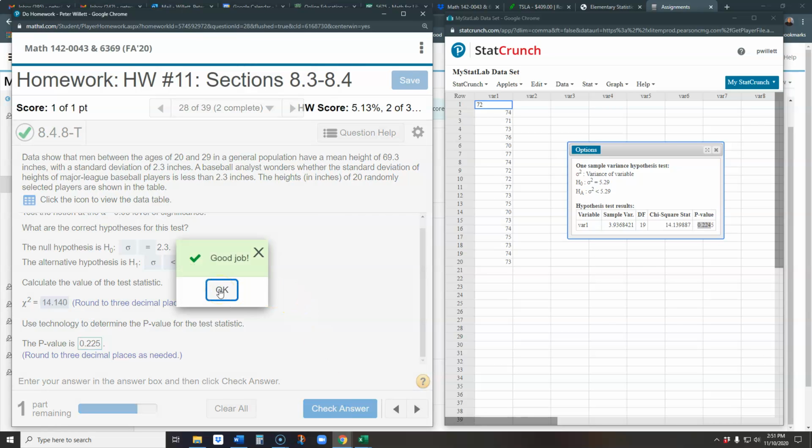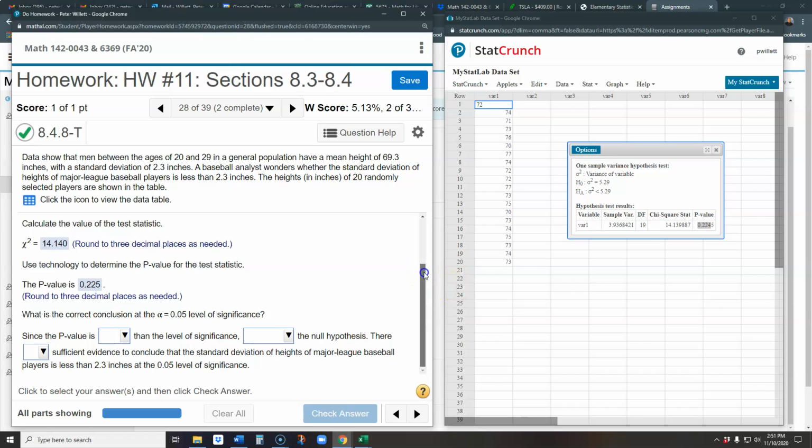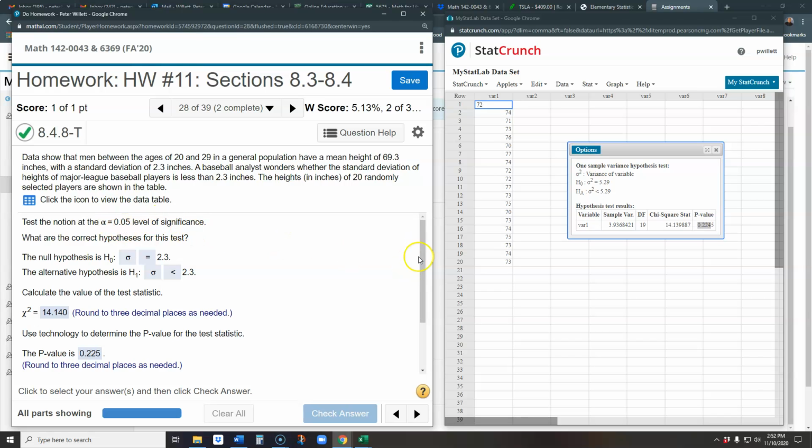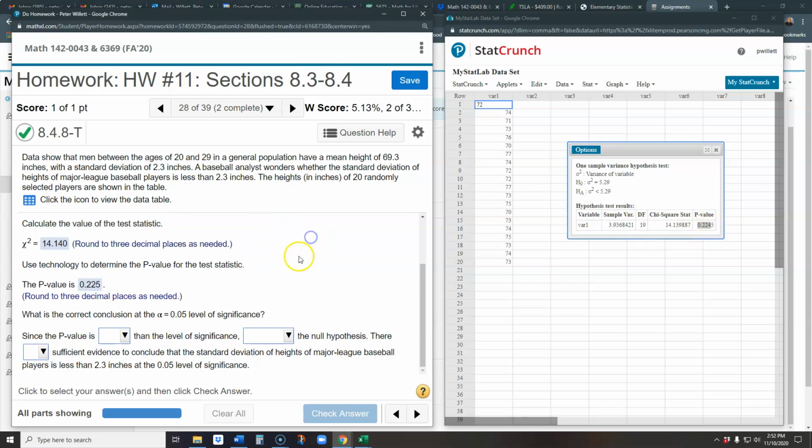And so that's how we use StatCrunch to do a hypothesis test for standard deviation in the variance tool. And then we want to draw a conclusion. What was the significance level? 5% significance level, and our p-value came out to be over 20%. So since the p-value is greater than the level of significance, we do not reject the null hypothesis, and there is not sufficient evidence to conclude the standard deviation is less than 2.3 inches at the 5% level.